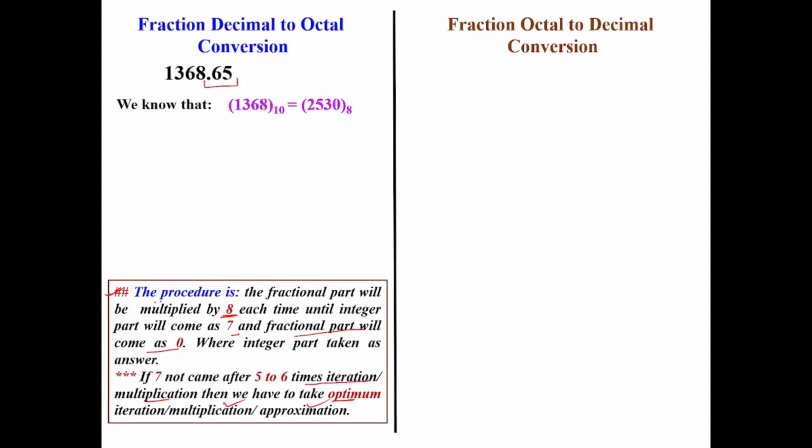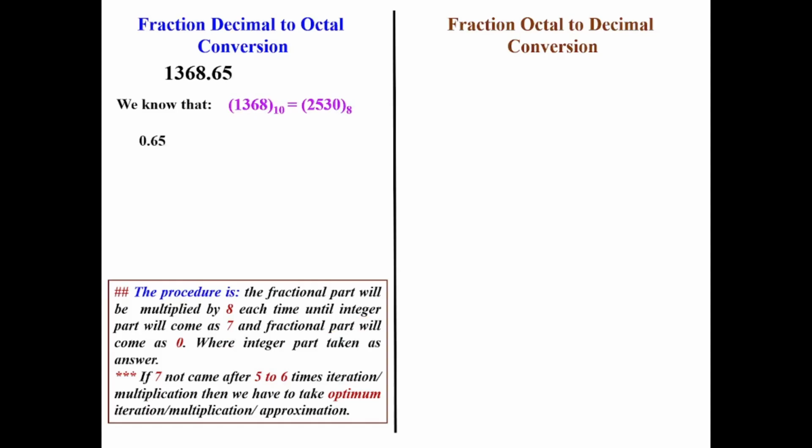You can see this is the same procedure we considered for fractional decimal to binary conversion. In the case of binary, the fractional part is multiplied by 2 each time. Here it will be multiplied by 8. In that case, the integer part becomes 1 and the fractional part becomes 0, and then we stop the iteration, but here we have to consider 7 and 0. Okay, so let us start to find the octal of this fractional decimal number.